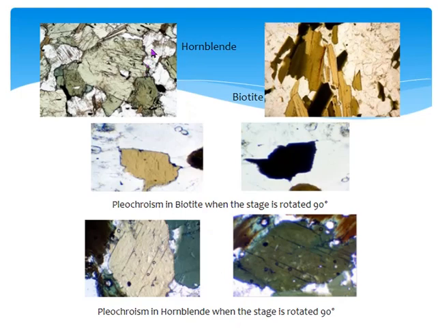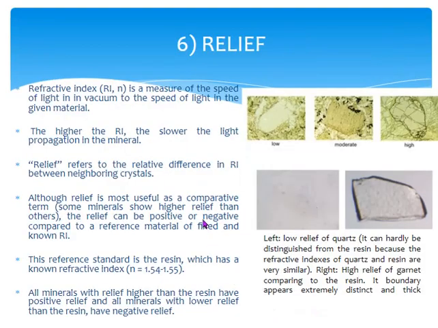Here are the hornblende and biotite. See here, the hornblende color is dark, here the hornblende color is light. Same here, biotite is dark black or gray color, here brown color. So this is the difference of color, or variable color, shown by one mineral. This is called pleochroism. The next property is relief.